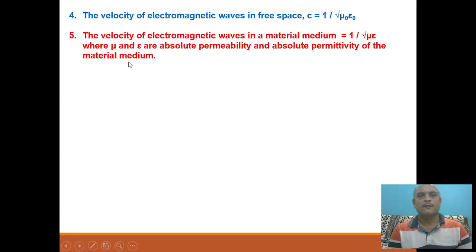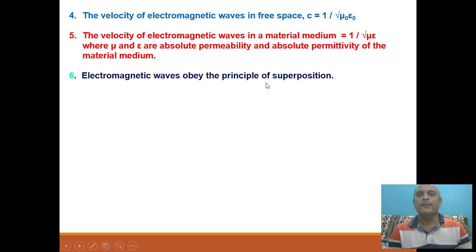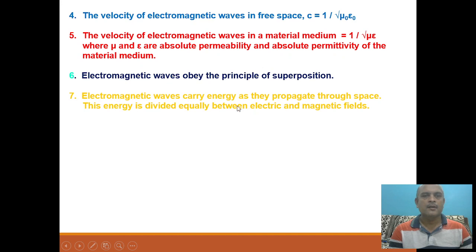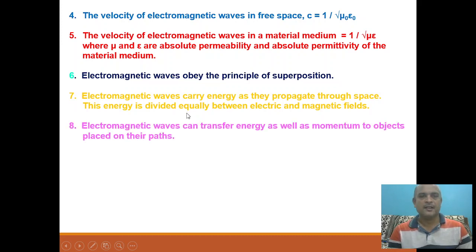Electromagnetic waves obey the principle of superposition. They are waves, and they are transverse waves. They follow the principle of superposition as we discussed in class 11th. EM waves carry energy as they propagate in space. Definitely, they have electric and magnetic components, so they carry energy. They are energy waves. They have momentum. An electromagnetic wave can transfer energy as well as momentum to an object in the place of their path.